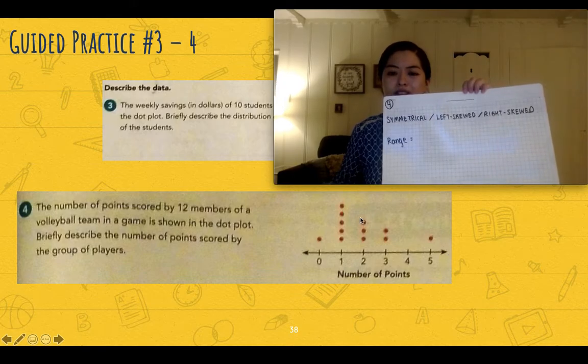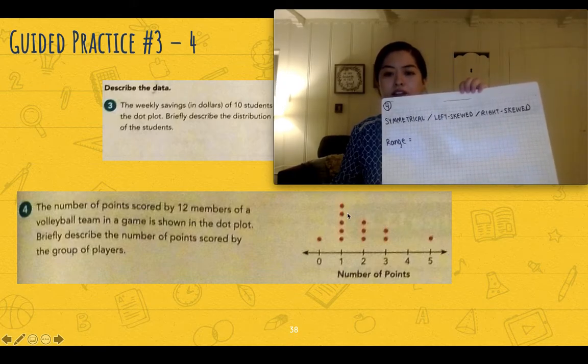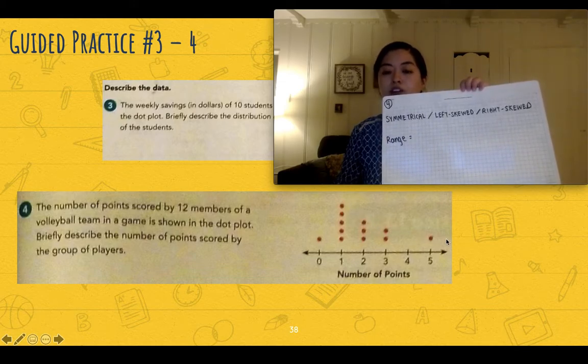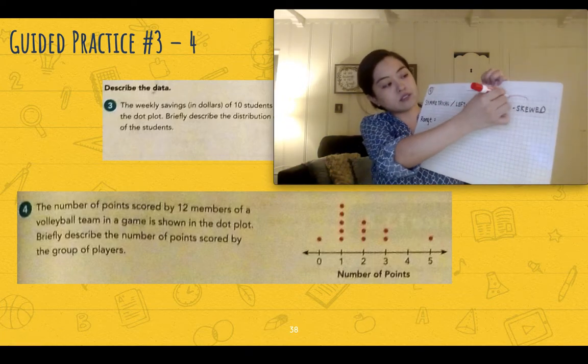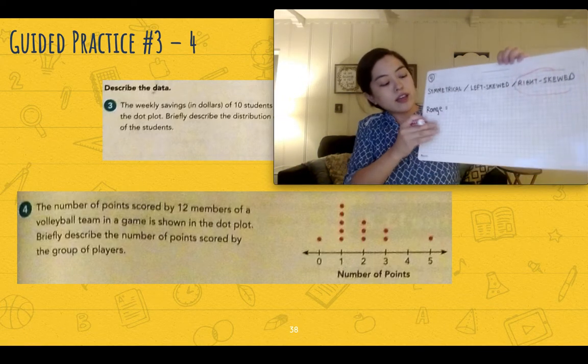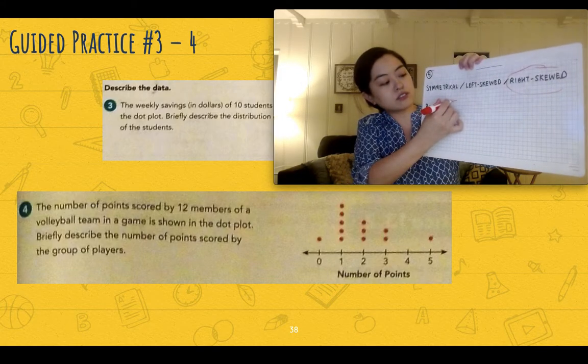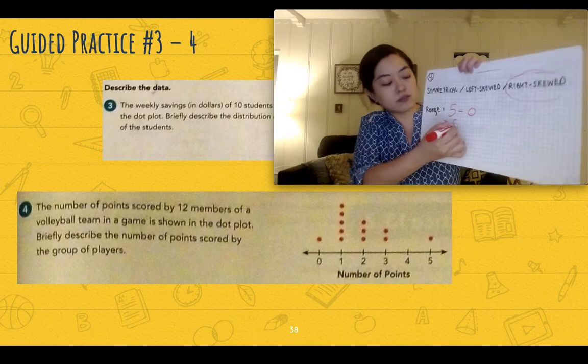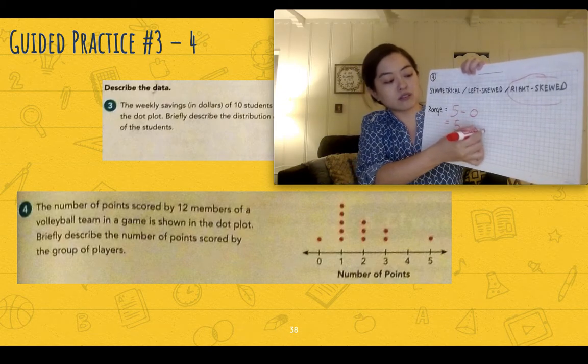Well, I kind of see a tail on the right side. Do you see that? How there's like a tail kind of gets lower and lower and lower on the right side. Okay, so I would say that this is right skewed. Okay. And then the range, we're going to take the greatest amount, which is 5, and subtract the lowest amount, which is 0. So this is about 5 points is the range.